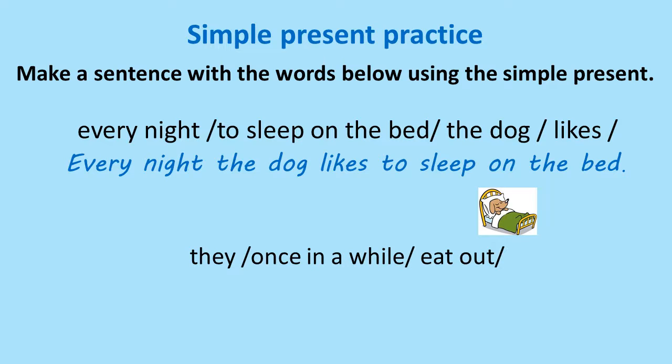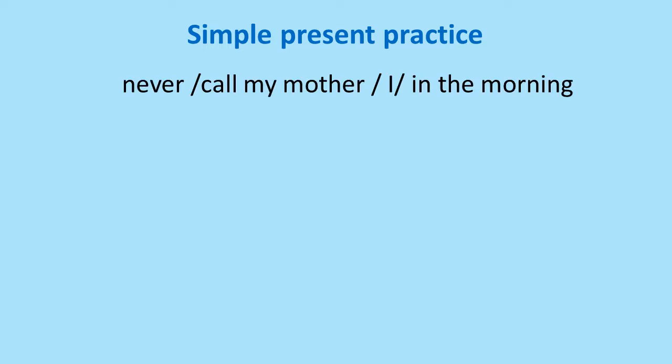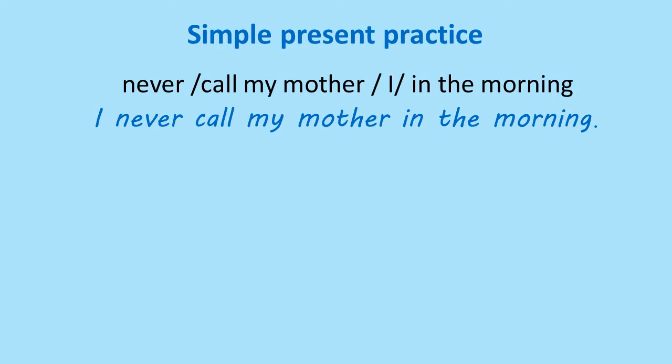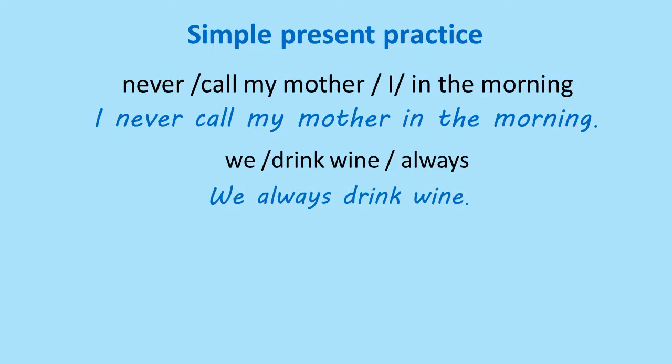This should be: they eat out once in a while. Or you could also say, once in a while, they eat out. So this could be, I never call my mother in the morning. Here's another. We always drink wine.